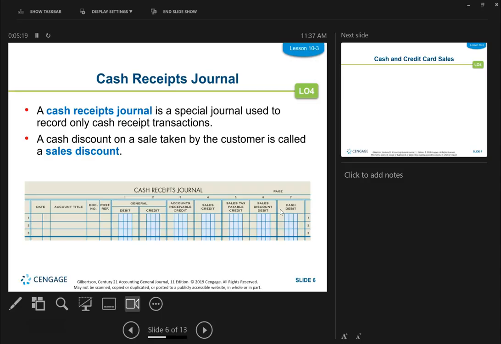So a cash discount on a sale taken by a customer is called a sales discount. Oftentimes businesses will grant their customers a cash discount when they pay in cash, particularly in a service industry. You're like, hey, I'm here to refinish your floors and you'll hand me cash money right now. I'll do this for less than I would if I have to invoice you and record it, because it's less work for me since I have the money right now.